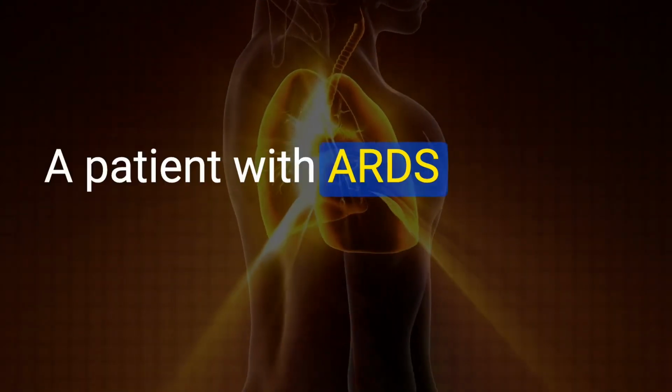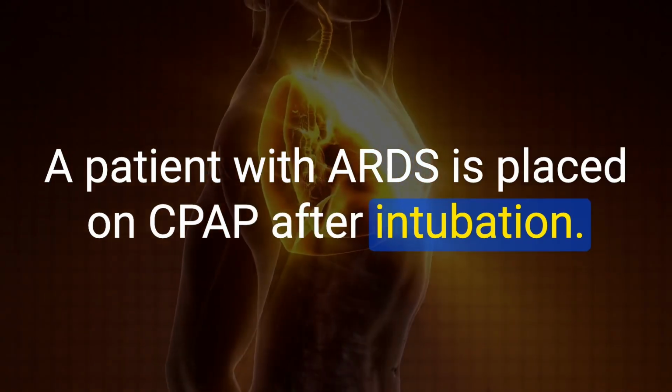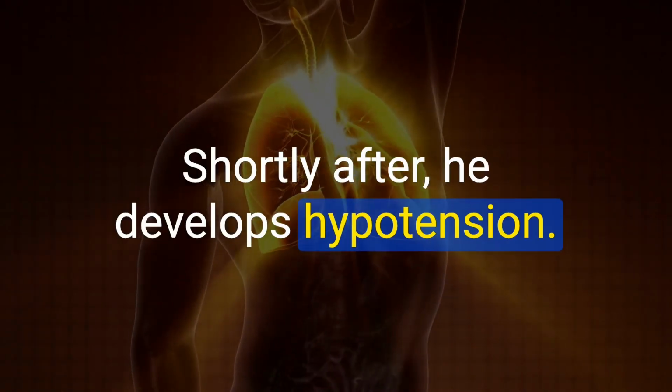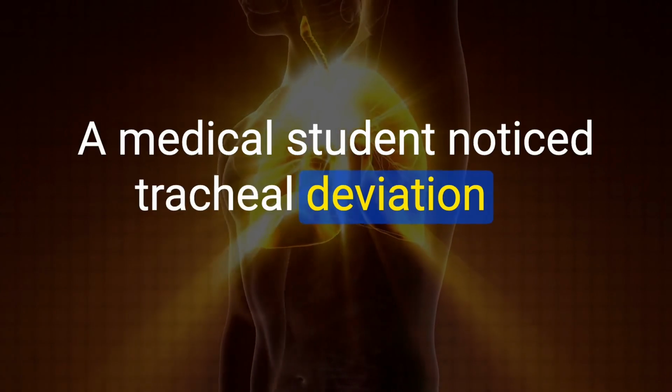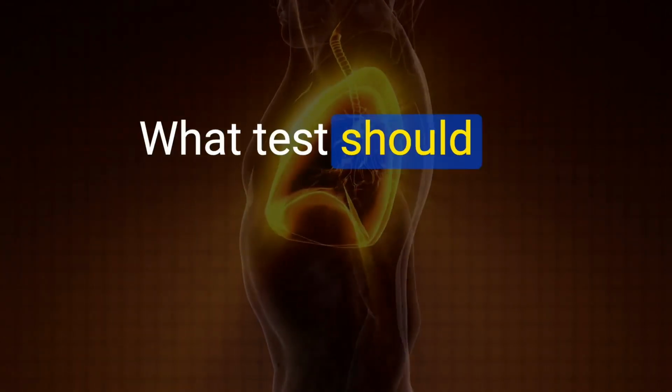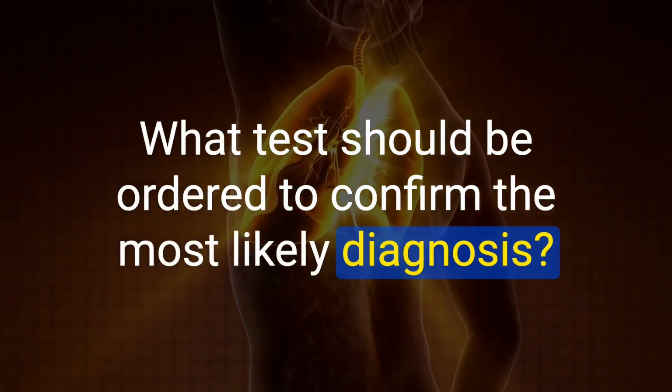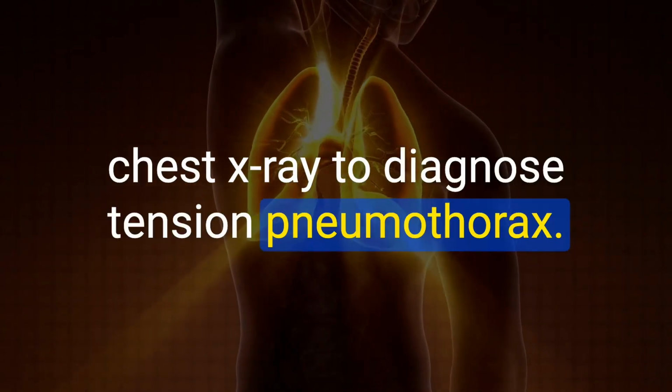2. A patient with ARDS is placed on CPAP after intubation. Shortly after, he develops hypotension. A medical student noticed tracheal deviation to the left during rounds. What test should be ordered to confirm the most likely diagnosis? Chest X-ray to diagnose tension pneumothorax.